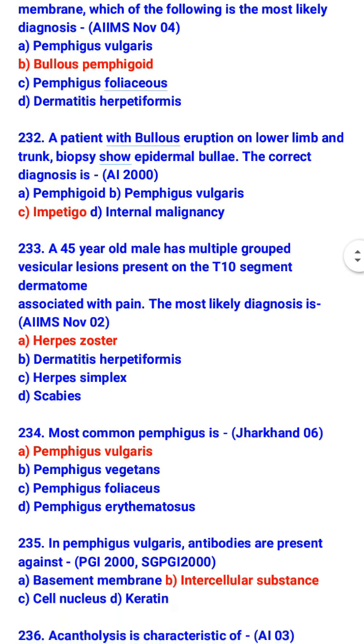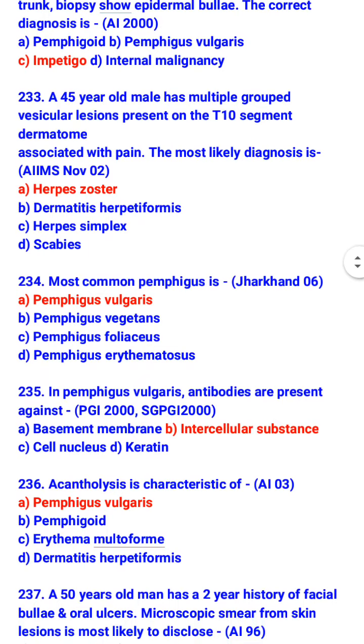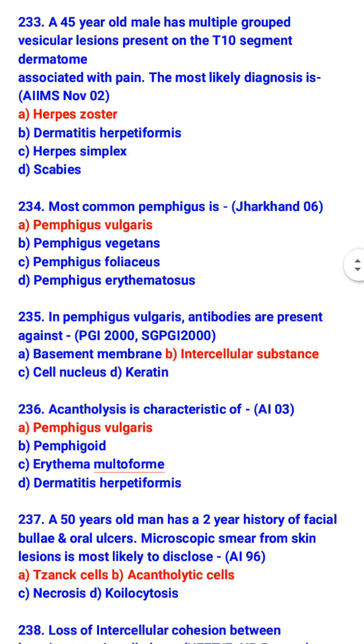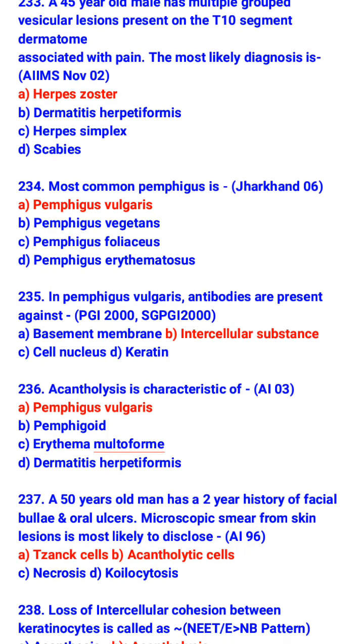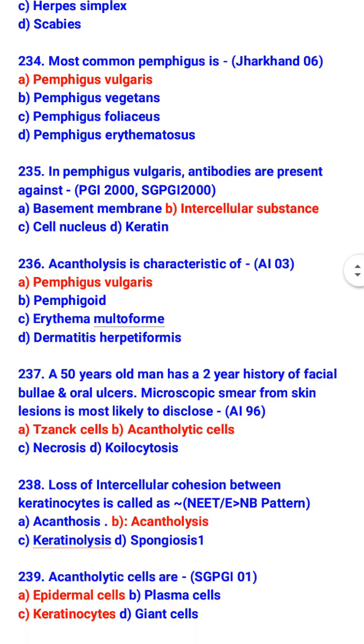A 45-year-old male has multiple grouped vesicular lesions present on the T10 segment dermatome associated with pain. The most likely diagnosis is herpes zoster. Most common pemphigus is pemphigus vulgaris. In pemphigus vulgaris, antibodies are present against intracellular substance. Acantholysis is characteristic of pemphigus vulgaris.